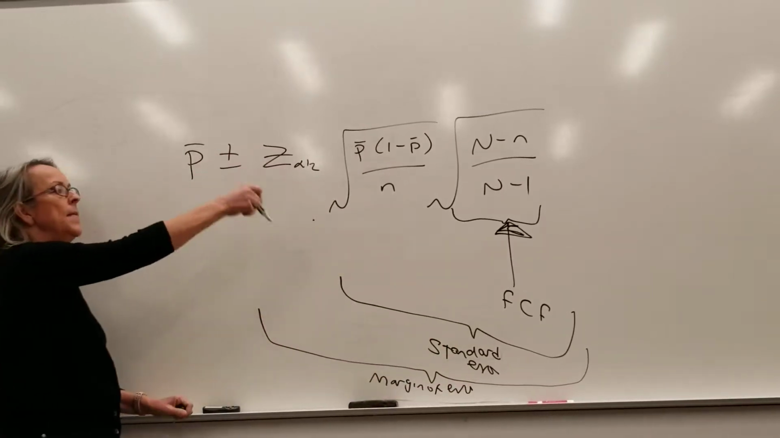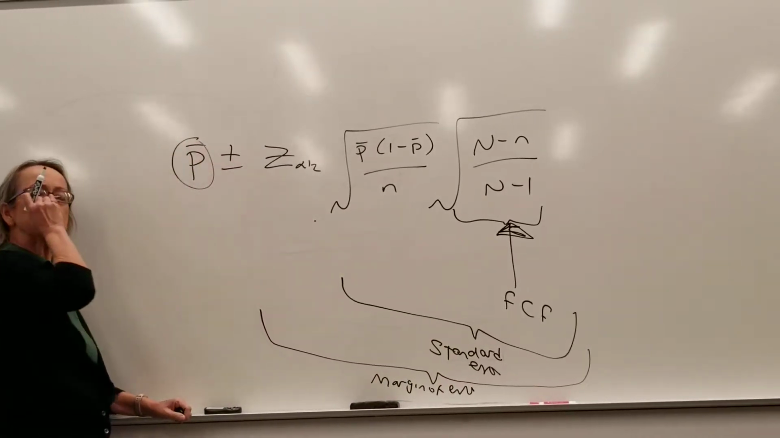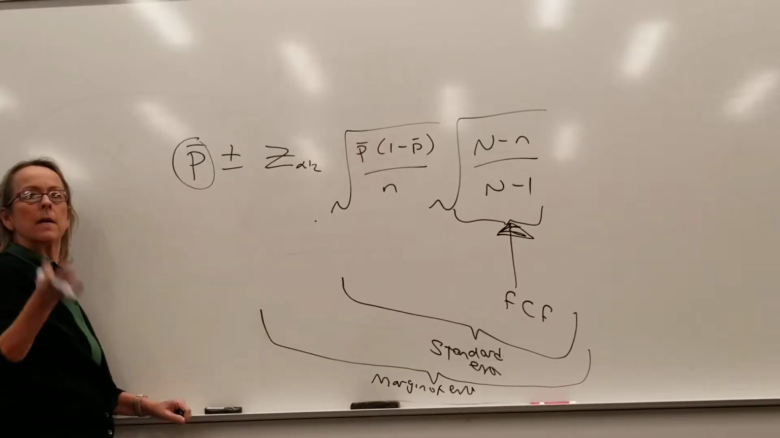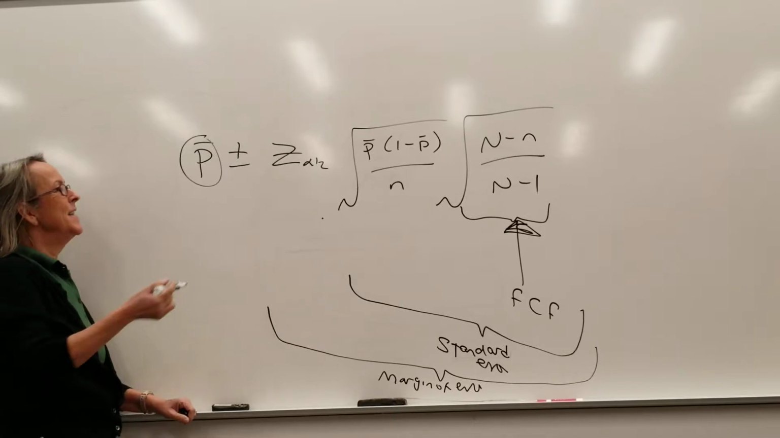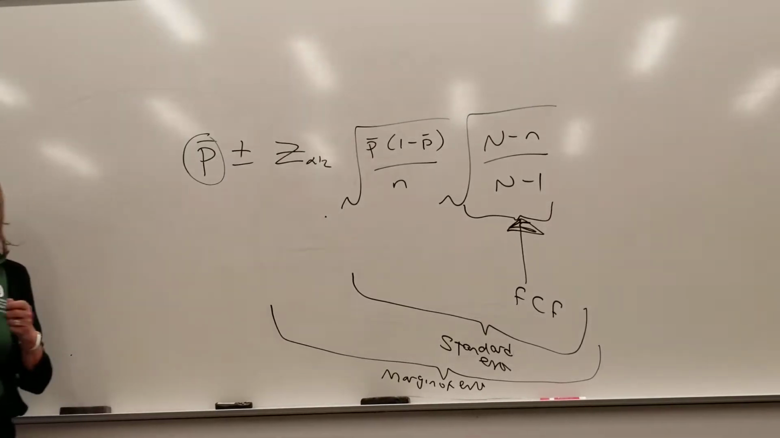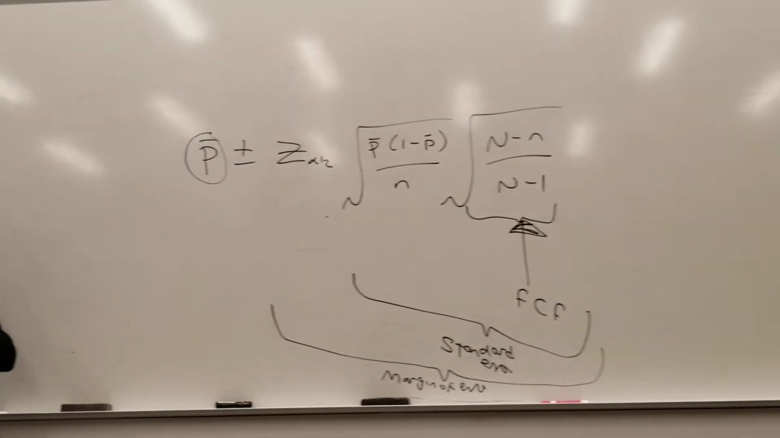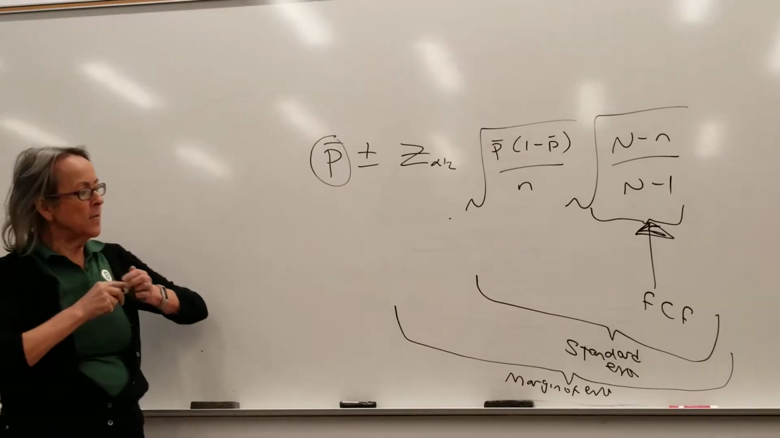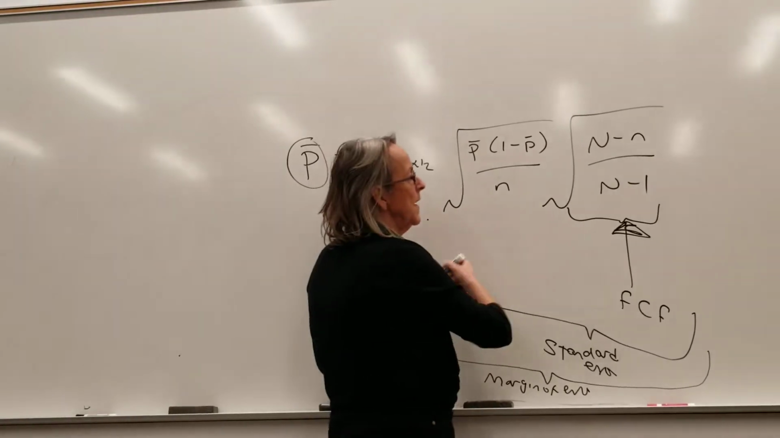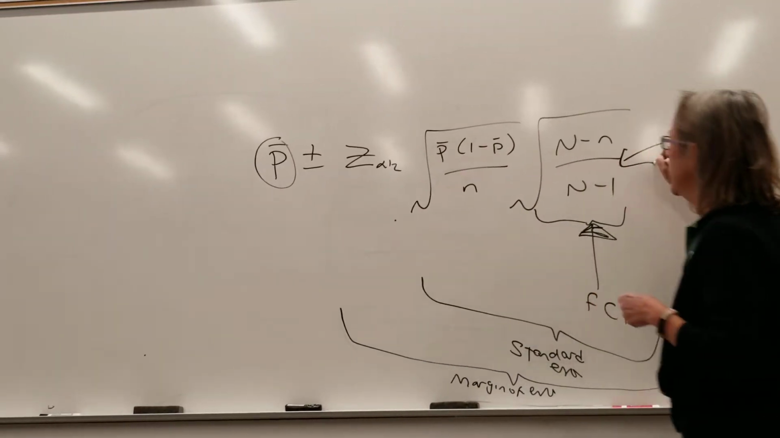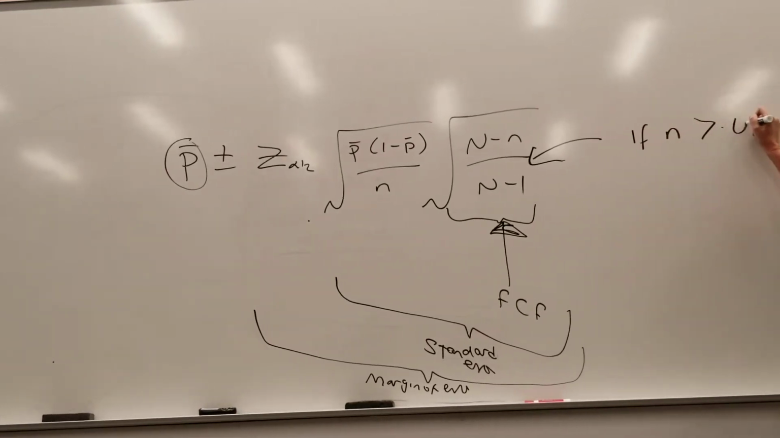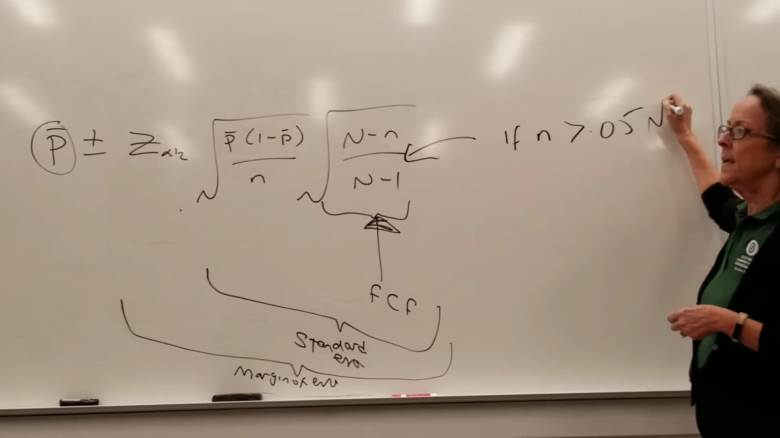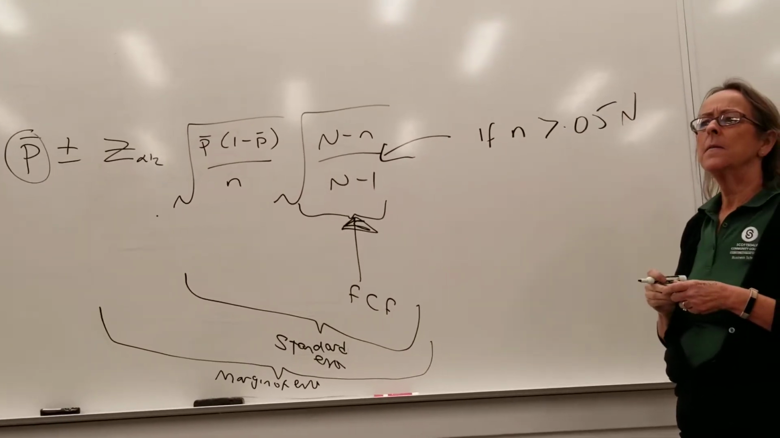Okay, and then if you add them and subtract the margin of error to p-bar, you get the confidence interval. If you do p-bar plus and minus the margin of error, you will get the confidence interval. Okay, so this is the finite correction factor. When do we get to use it? If n is more than 5% of big N. Okay?